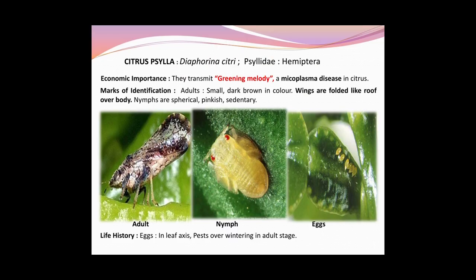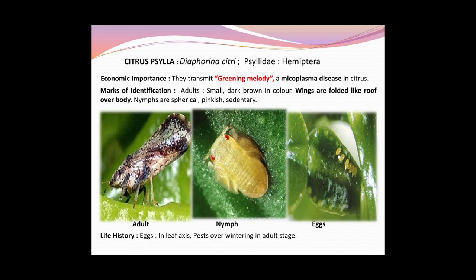Then next major pest of citrus is citrus psylla. The scientific name of citrus psylla is Diaphorina citri. It belongs to family Psyllidae and order is Hemiptera. So this citrus psylla transmits the greening malady, a mycoplasmal disease in citrus.